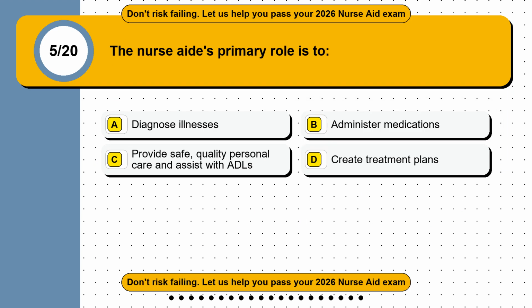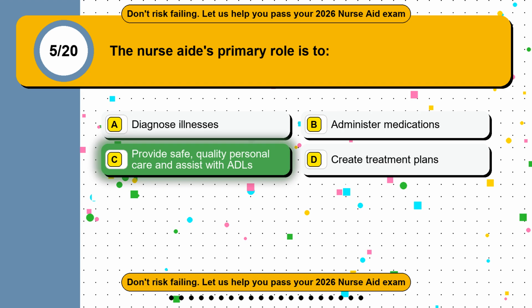Question 5. The nurse aide's primary role is to: Option A, diagnose illnesses. Option B, administer medications. Option C, provide safe, quality personal care and assist with ADLs. Option D, create treatment plans. The correct answer is option C, provide safe, quality personal care and assist with ADLs.